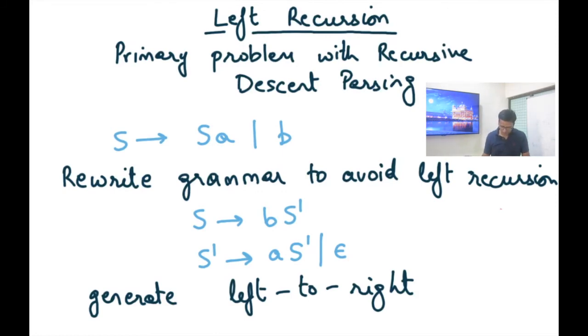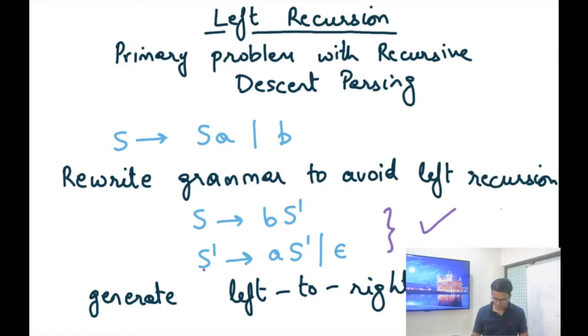Okay, and this particular grammar does not have the left recursion problem and can be parsed using a recursive descent parser, because S is going to consume a token before calling S prime, and S prime is also going to consume a token before calling itself. So this grammar avoids left recursion.